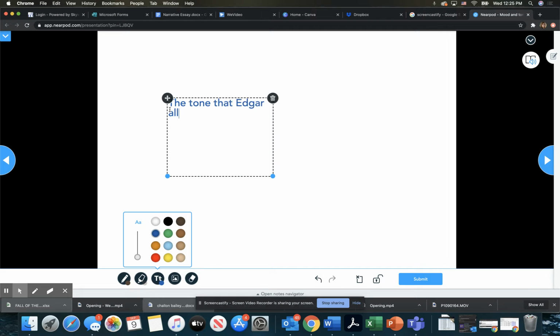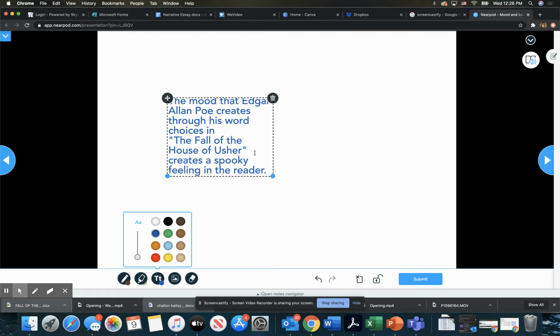Edgar Allan. That might not work, right? The tone. So I'm talking about mood. So the mood that Edgar Allan Poe creates through his word choices in "The Fall of the House of Usher" creates a spooky feeling in the reader. I have quotations around my story title. I might change that a little bit, but that's one possible claim that I could use.